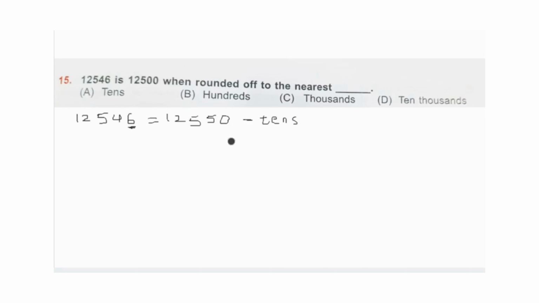Okay, now let's round off to the nearest hundreds. So 1, 2, 5, 4, 6, which is our original number, and we are trying to round off to the nearest hundreds. If you look at this, it's 546. 546 is lesser than 550 or 600 for that matter. So when you round it off, it's going to be 12,500. This is the nearest 100.